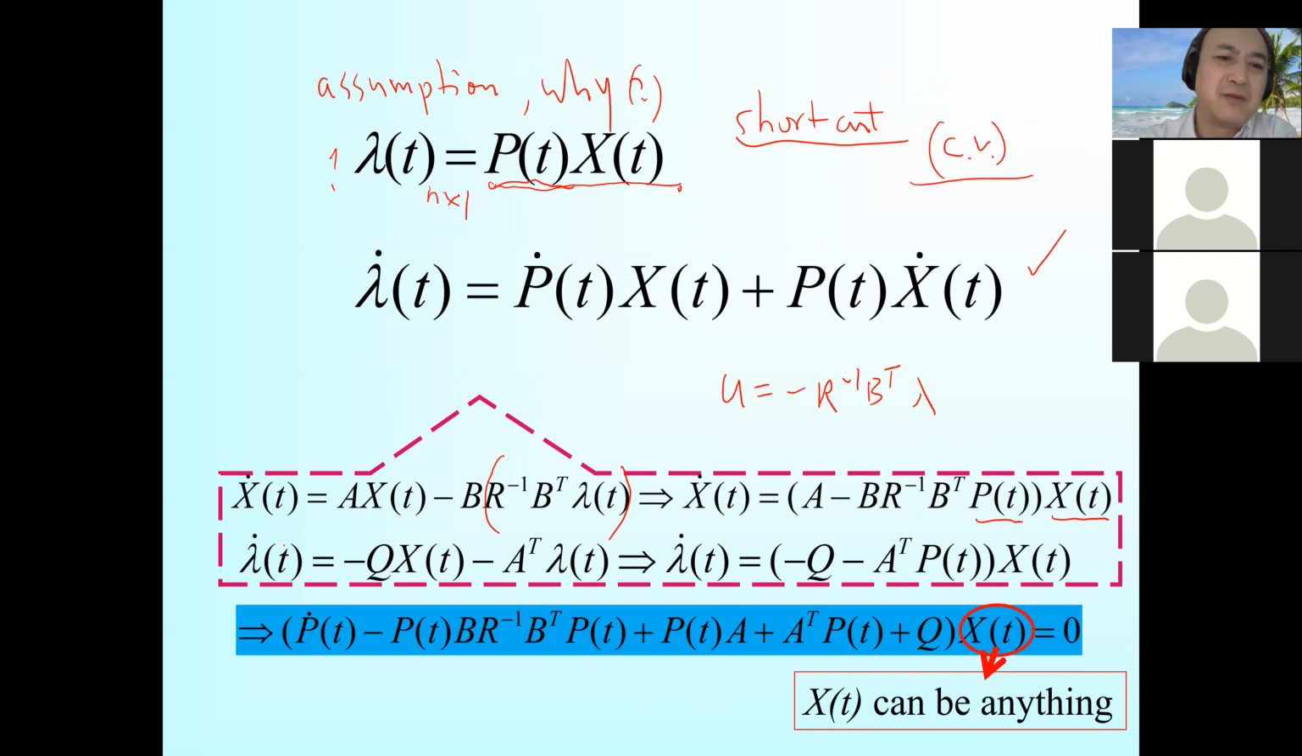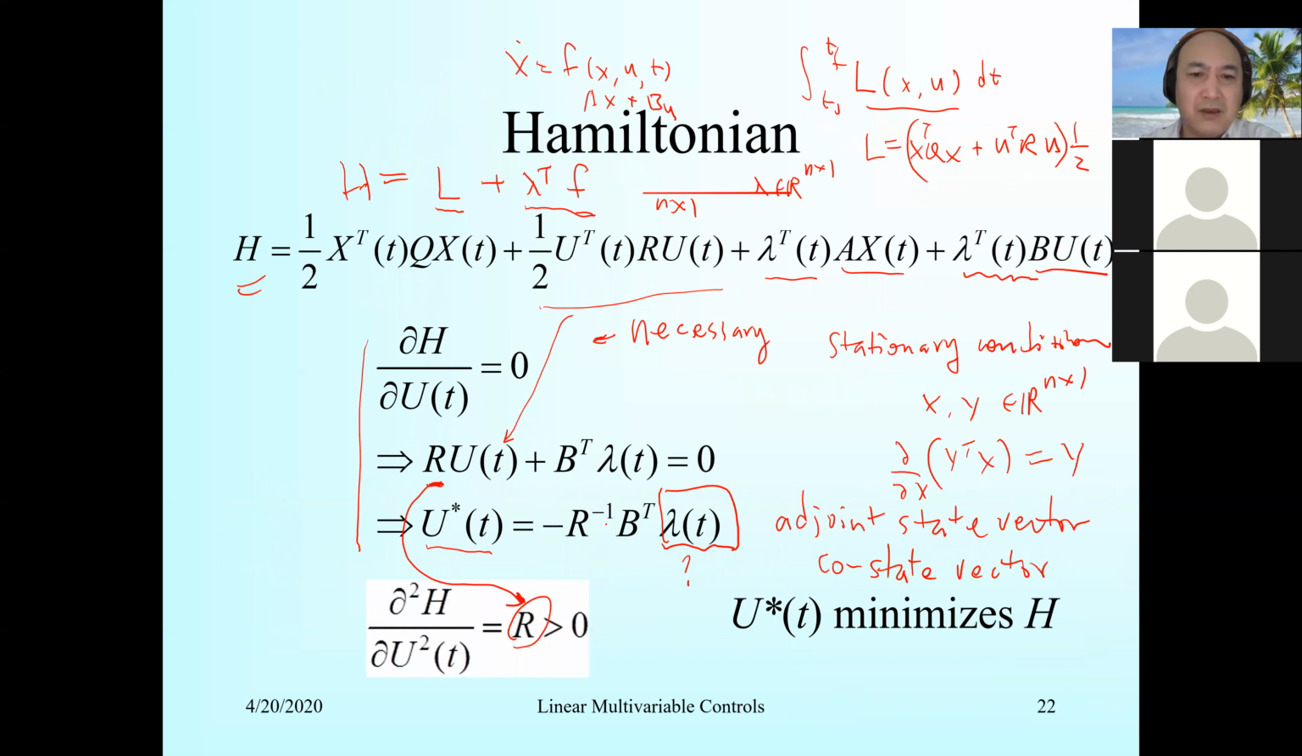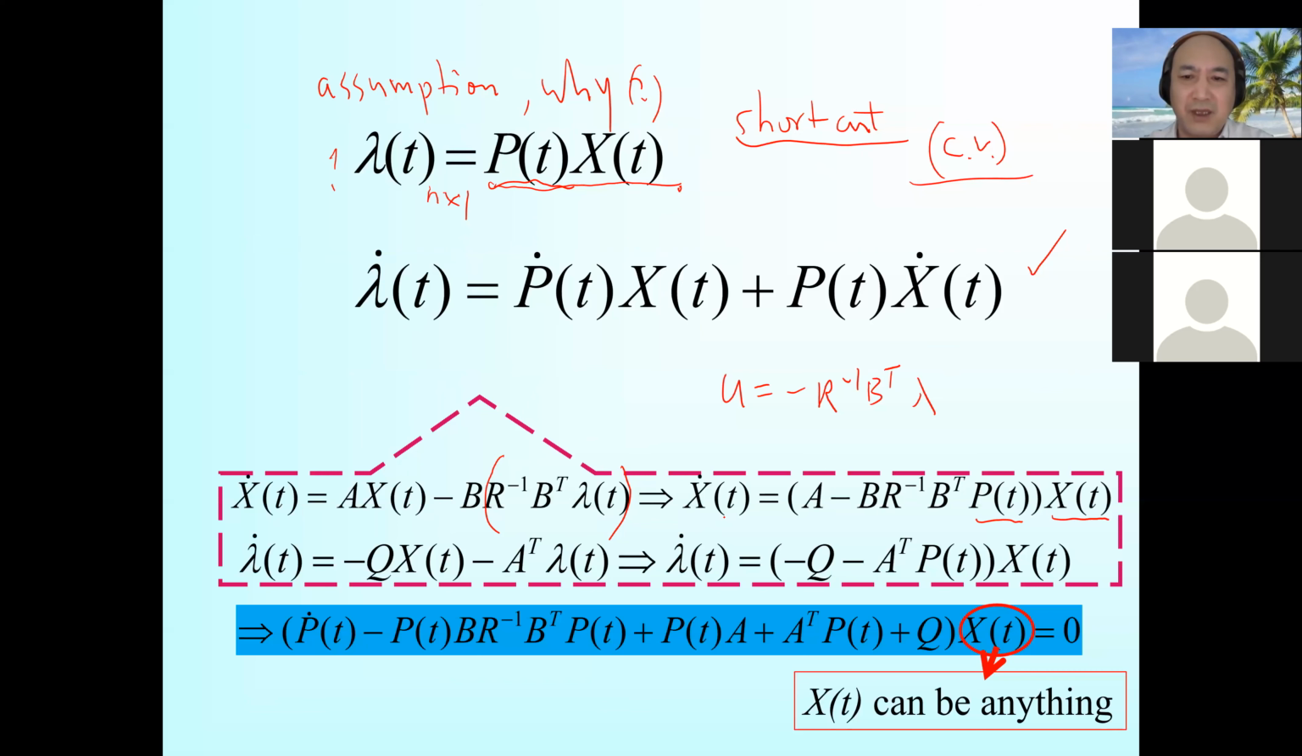We don't know what P is yet. However, from lambda dot, what is lambda dot? Lambda dot gives me Q x(t) minus A transpose lambda(t). So I have u and lambda connected through this necessary condition, or stationary condition. Now I'm trying to see what my lambda dot is. Lambda dot is connected to x.